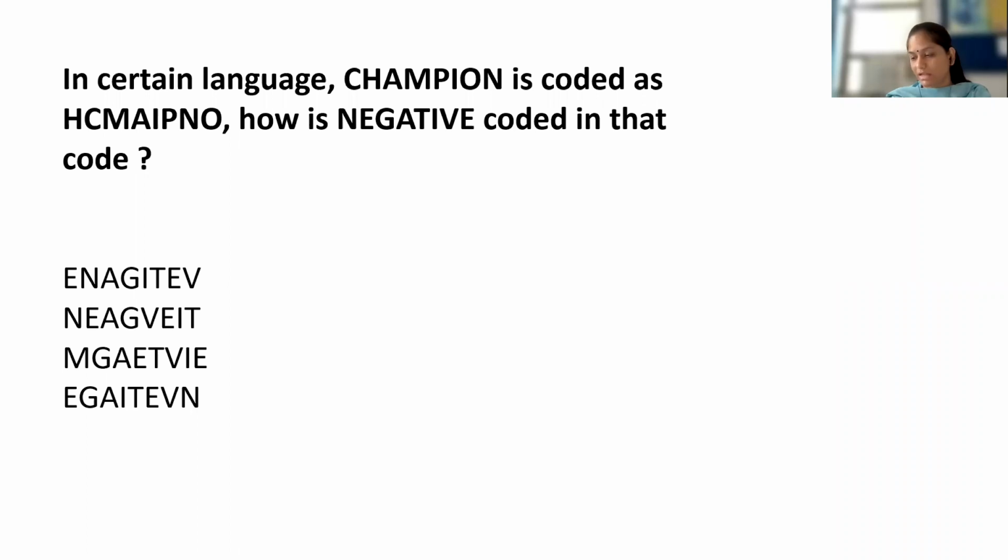So this is the last question which I want you to go through. In a certain language, champion is coded as HCMAIPNO. How is negative coded in that language? Here I see a very simple pattern. If you see it very carefully, what they have done is swapped two letters. CH, HC, AM, MA, IP, PI, ON, NO.